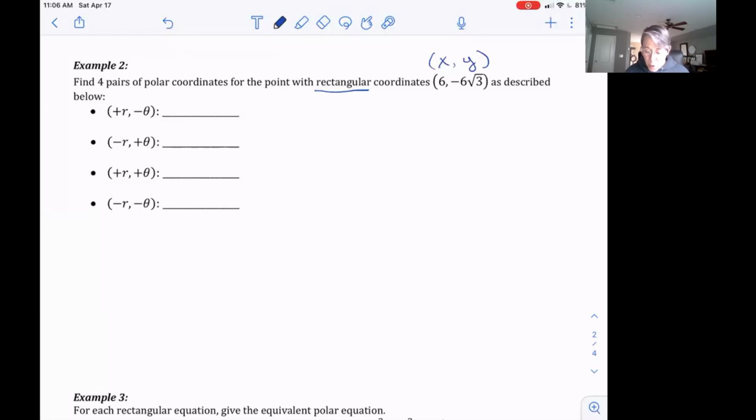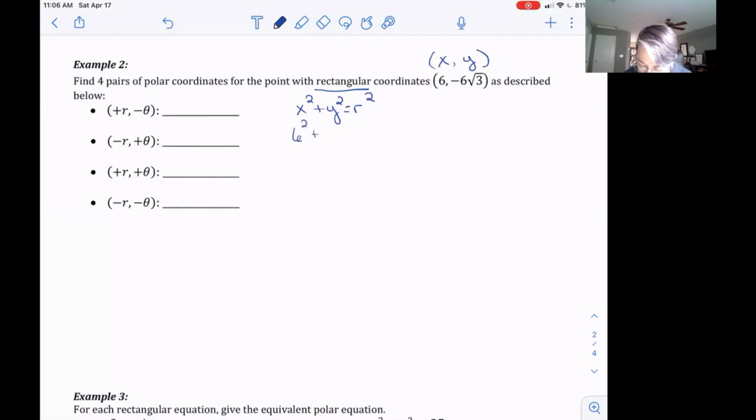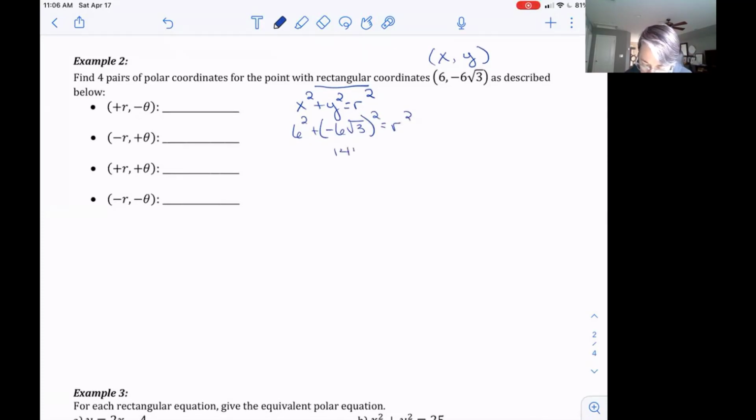Well, remember, we have a couple of formulas. x squared plus y squared equals r squared. So we can plug in our x and our y. 6 squared plus a -6 square root of 3 squared should equal r squared. So we get 144 equals r squared. So r is going to equal 12. Now, it could be a positive 12, it could be a negative 12.